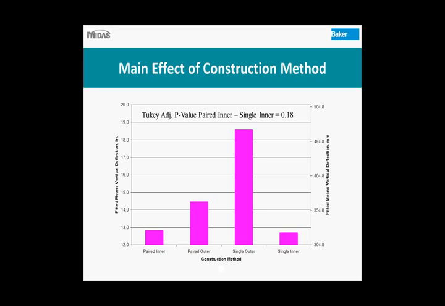So this graph is a little more interesting because one of the main reasons for doing this project was to determine the effects of our construction methods on erecting curved steel girders. If you look along the bottom, we have our 4 different construction methods: paired inner, paired outer, single inner. And once again, the vertical axis is the fitted means vertical deflection in inches. So you can see, just glancing at this graph initially, that the single outer method, where we erect 1 girder at a time starting at the exterior radius, is resulting in deflection values that are a lot higher than our other methods.